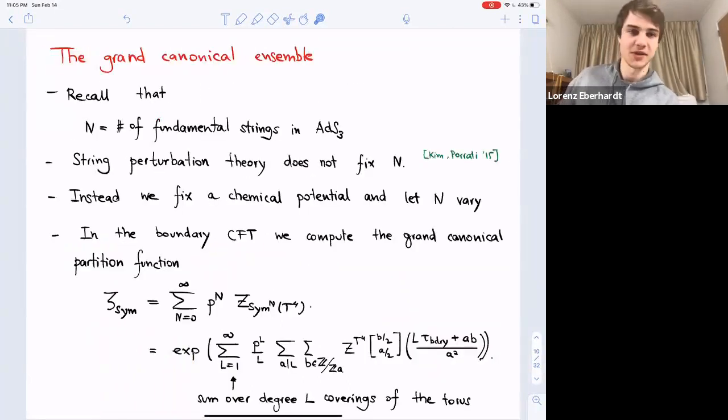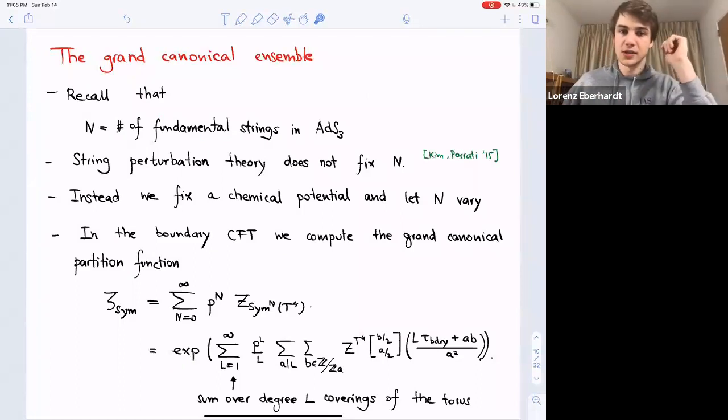Okay, now comes the thing with the grand canonical ensemble. As I said, this n is the number of fundamental strings in AdS3. And one thing is that string perturbation theory does not seem to fix n, because if you compute the partition functions, you will take some exponentials and have any number of fundamental strings appearing in the string partition function. So this was already realized some number of years ago.